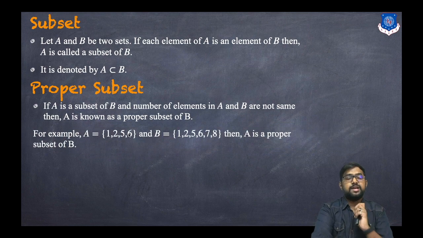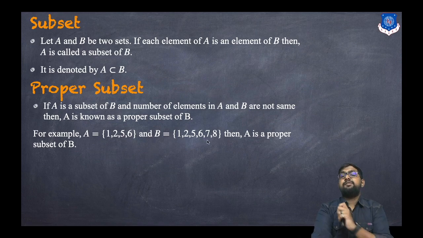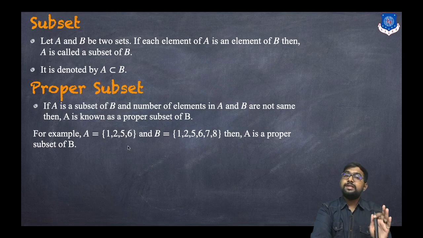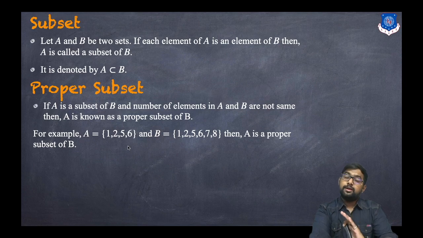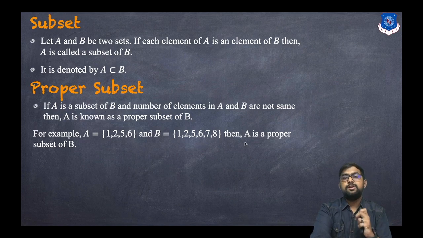For example, A = {1, 2, 5, 6} and B = {1, 2, 5, 6, 7, 8}. Here you can see that all the elements of A are contained in B, so A is a subset of B. The subset example is done. Now what do you mean by proper subset? First it has to be a subset of B, and the second condition is that the number of elements has to be different. In A there are 4 elements, and in B there are 6 elements. Obviously they are different, so A is a proper subset of B.